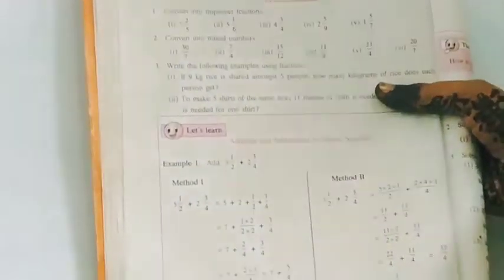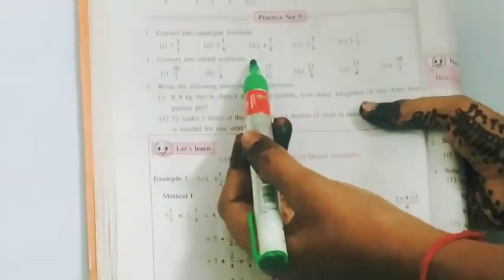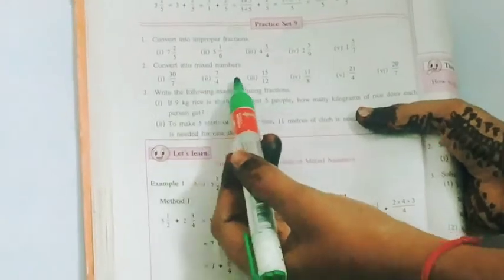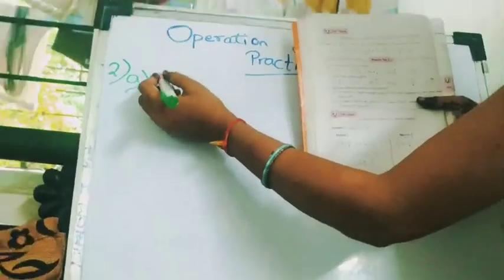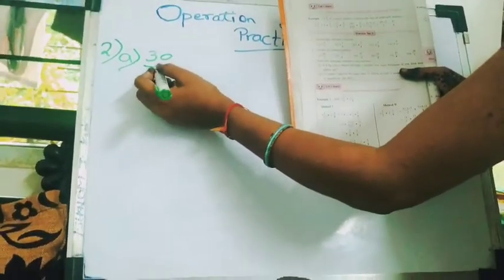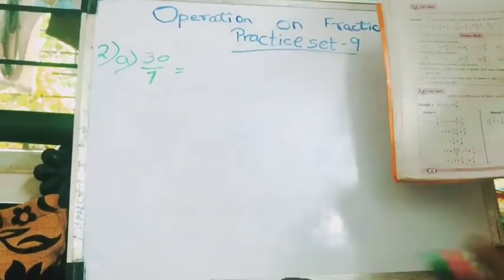Next we will solve second number questions. Convert into mixed number. Here are given some improper fractions. Now we will change them into mixed numbers. The first improper fraction is 30 by 7. How do we change an improper fraction into a mixed fraction?